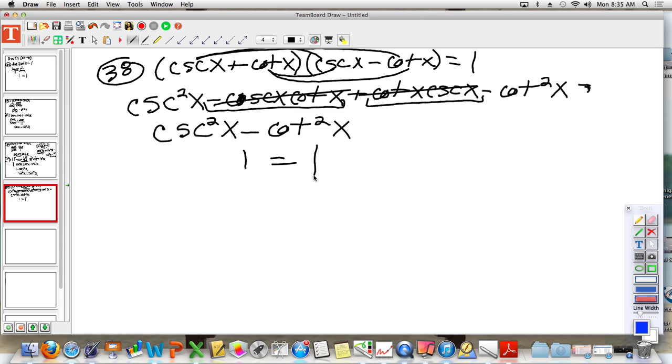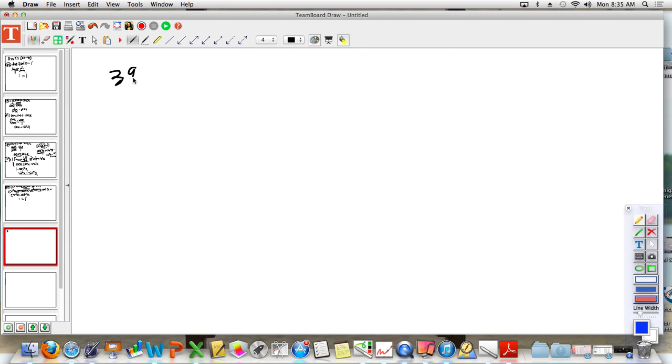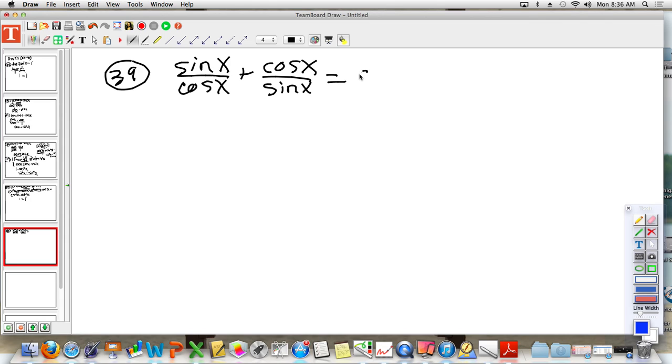Number 39. We have the sine of x divided by the cosine of x plus the cosine of x divided by the sine of x, and we need this to be the cosecant of x times secant of x. Why don't we just put it as tangent of x plus cotangent?